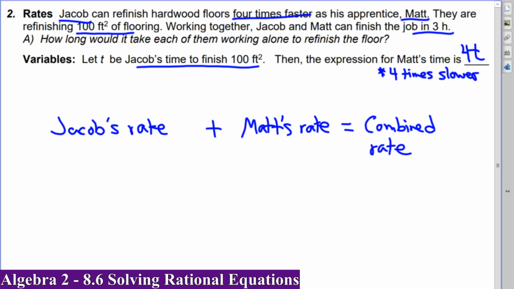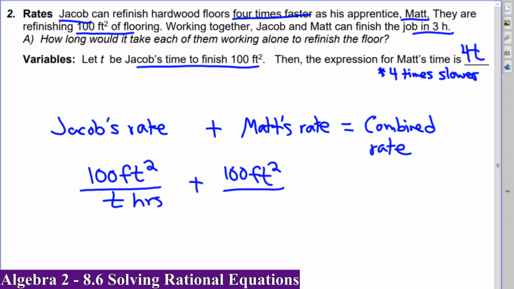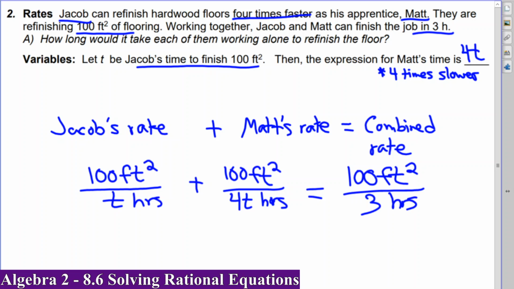All right, so let's fill it in here. Jacob's rate, he can do 100 square feet in however many hours. Matt's rate, he can do 100 square feet in 4T, 4 times the amount of hours. And then their combined rate, remember, they finished a 100 square foot area in 3 hours. So we actually know what the combined rate is this time.